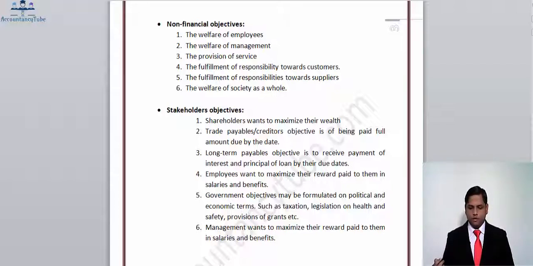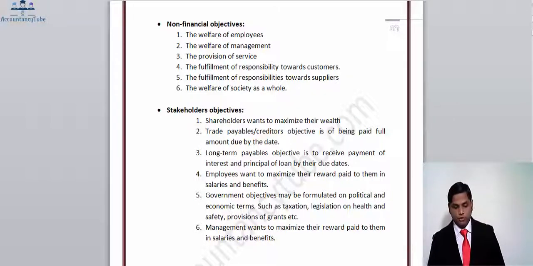After that, we have trade payables. Their objective is being paid the full amount on the due date. As I've just told you, short-term suppliers' objective is to get paid on time from their customer, that is our company. After that, we have long-term payables, which mostly involve bank loans, so they want their finance costs paid on time. At the same time, they want their principal to be paid steadily, and this can only be achieved if the company is profitable for the foreseeable future.